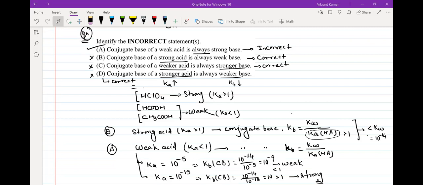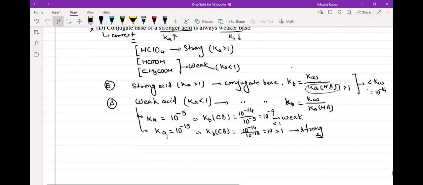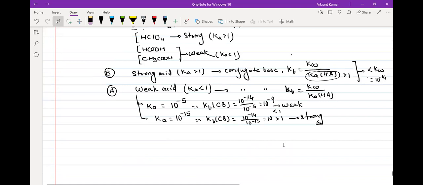In salt hydrolysis, for the first time we are going to talk about salts. Whenever you see a salt, always consider it as a combination of its cation and anion. Salts are the sources of cations and anions. Then we see the behavior of its cation and anion, and then we decide what will be the behavior of the salt in water. The name of the section is salt hydrolysis.